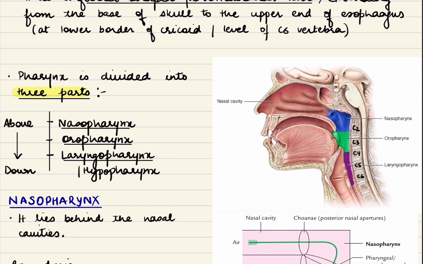Now, this pharynx is divided into three parts depending on the structures anterior to them. So, the uppermost part is known as the nasopharynx as it lies behind the nasal cavity, and below it lies the oropharynx as it lies posterior to the oral cavity, and the inferior most part is the laryngopharynx or the hypopharynx lying posterior to the larynx.